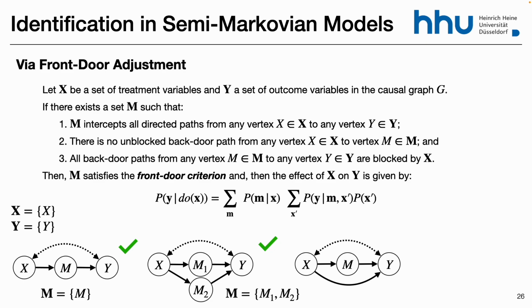Not possible. You understand why? Because X and Y have a path. Yes, there is no way to intercept this causal path. And what about this last one?